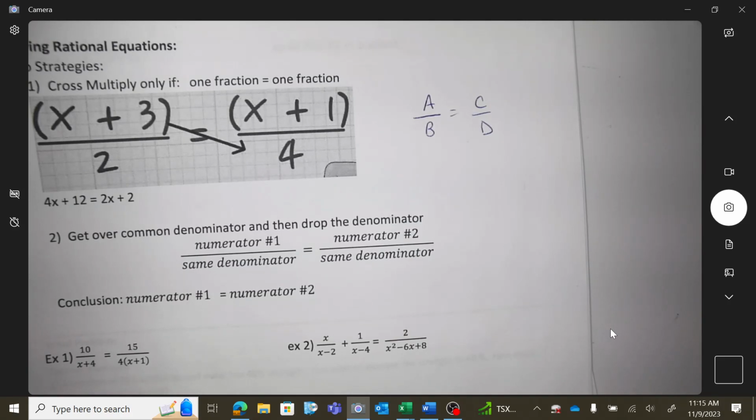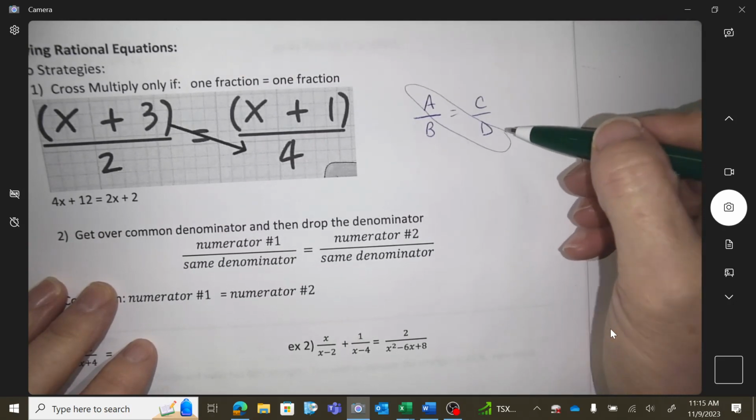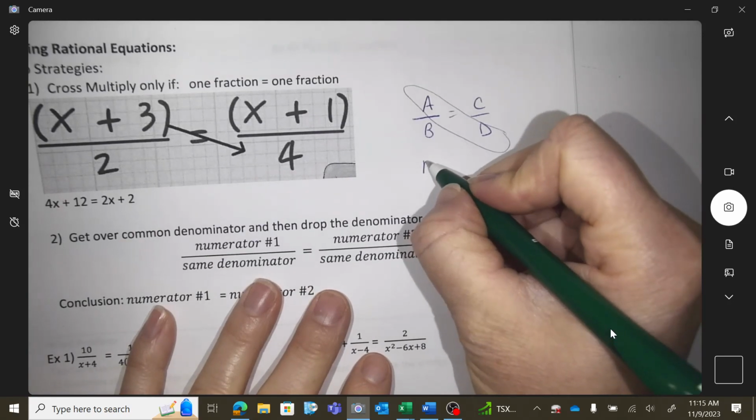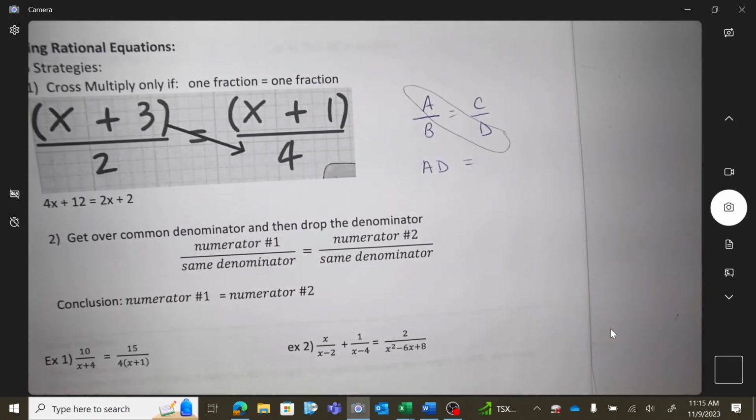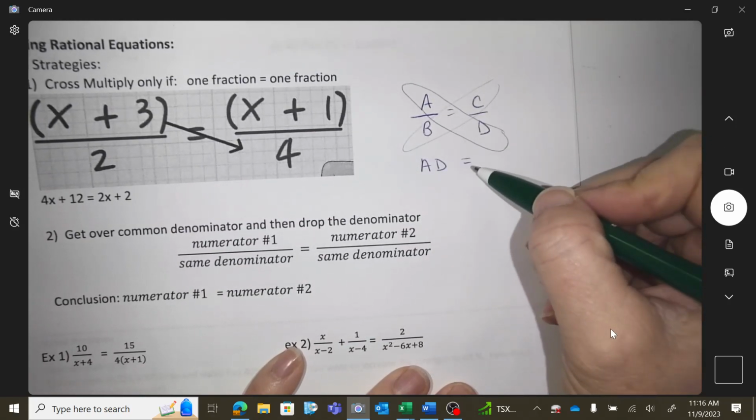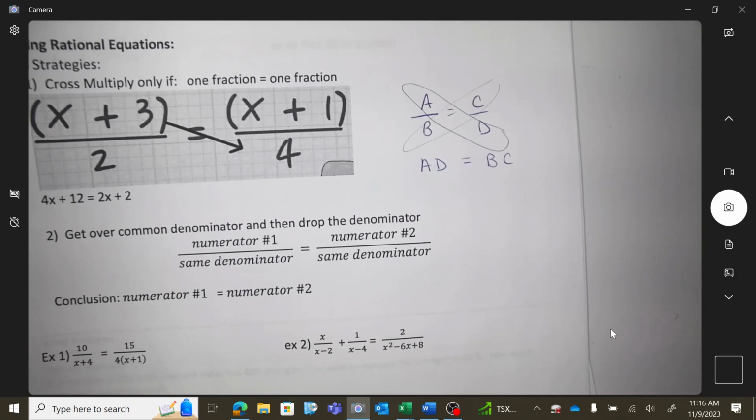And how do you cross multiply? So one diagonal, so for instance this one would be the diagonal A times D, will equal the other diagonal, okay? So you've done that somewhere in math just as a strategy with proportions and stuff like that.